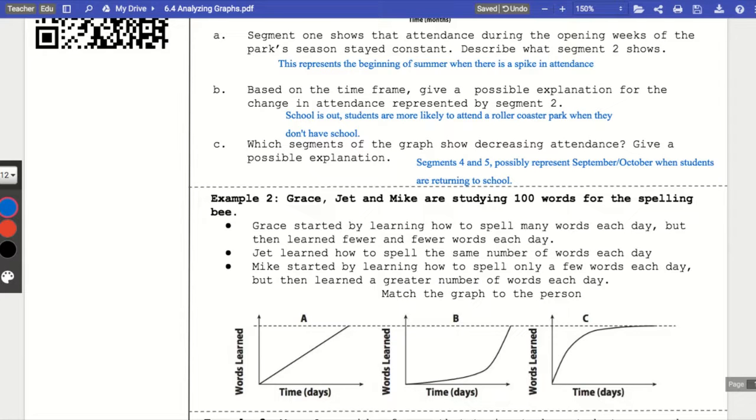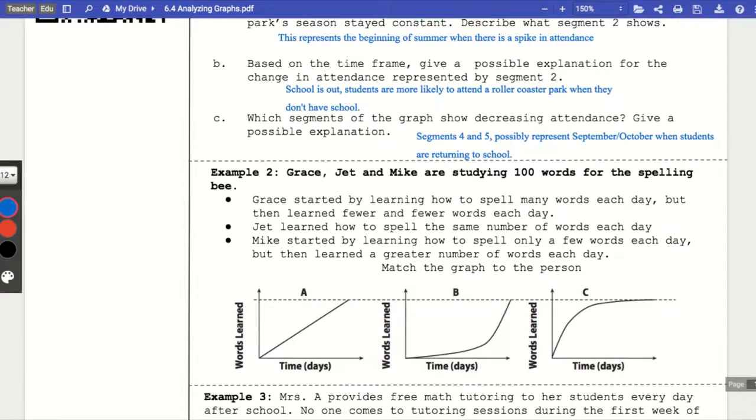Jet learned to spell the same number of words each day. So every day he learned the exact same number of words. And then Mike started by learning how to spell only a few words, but then learned a greater number of words each day. We're going to match the person to the graph.